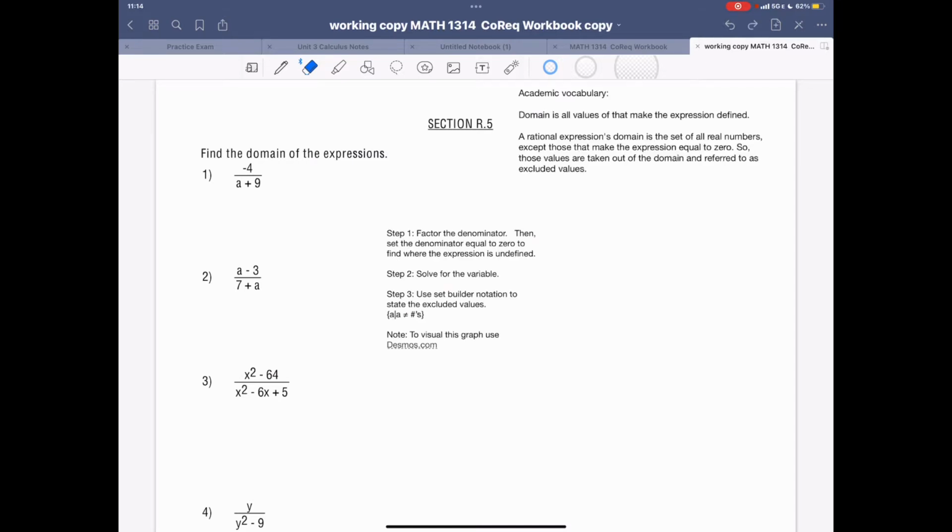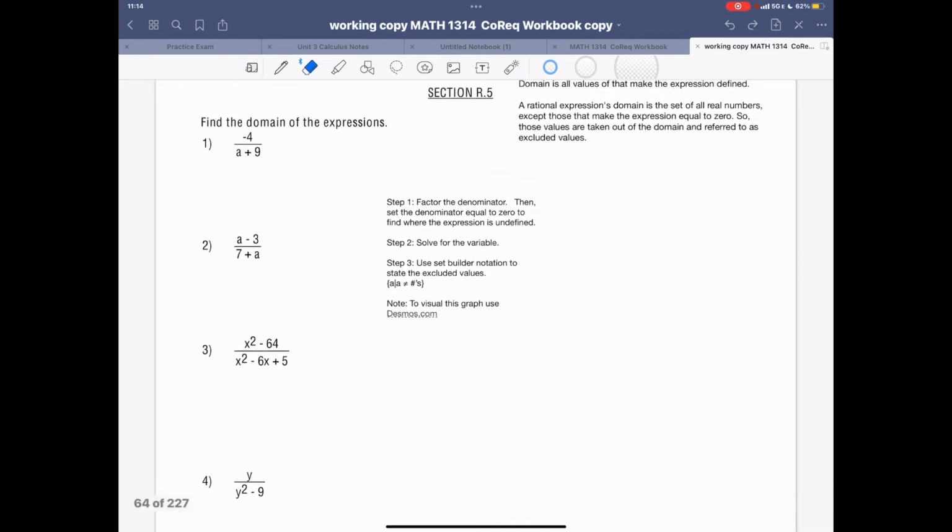So I have the steps. We can use these steps for numbers 1 through 4 on this page. And let's go ahead and go with the instructions. It says find the domain of the expressions. For step 1, we're going to factor the denominator. Then we're going to set the denominator equal to 0 to find where the expression is undefined or excluded. And then we solve for the variable. And then we're going to use set builder notation to state the excluded values where the denominator equals 0. So let's go ahead and show you what that means.